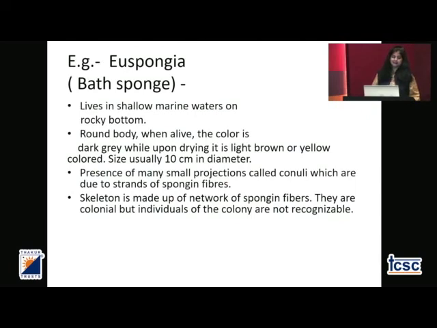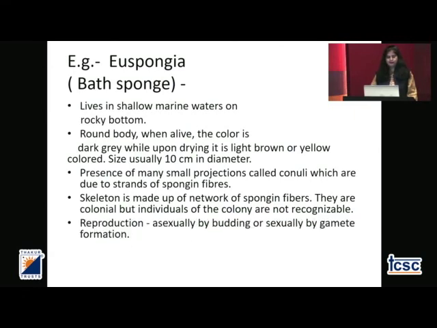Characteristic feature is presence of numerous minute projections on the body, which are called as conuli, which is actually because of the presence of the strands of spongin fibers in them. Skeleton, as usual, like all other members of this class, the skeleton is made up of spongin fibers. They are colonial, but you cannot separate the individuals because the entire structure is fused together so much that we cannot demarcate the different individuals in the colony.